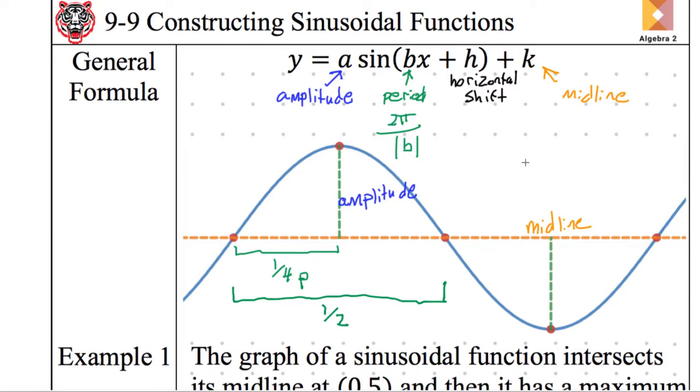The other thing I'm going to add to these notes that we already reviewed, but it's kind of nice to just have on here, is where sine and cosine start.